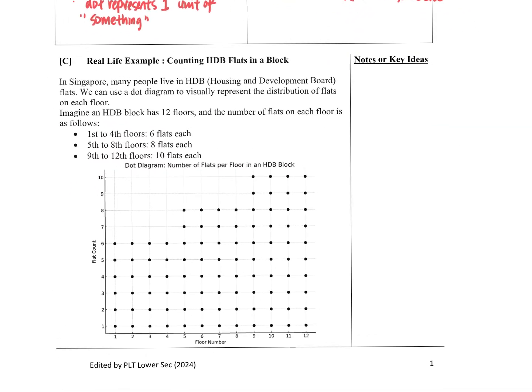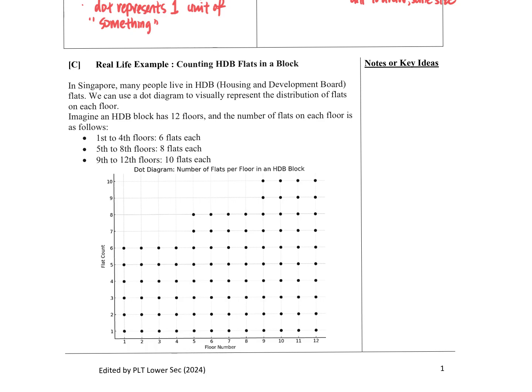Okay, so this is a sample of the HDB flat in a block, and then they go and count the number of units from the first to the fourth level, and then fifth to 8, and then 9 to 12.